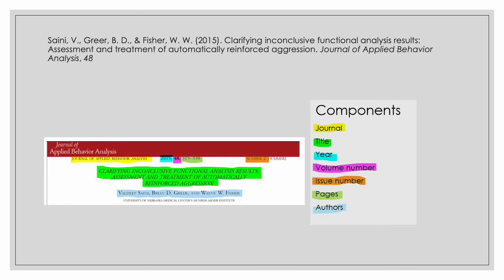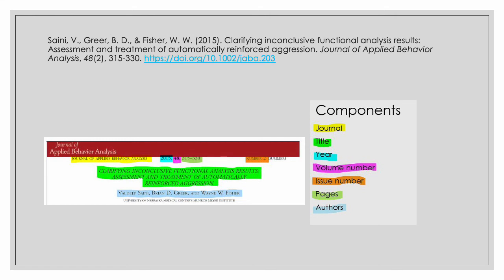Next is the volume number. The volume number of this article is 48, and it is italicized and not followed by a space. Next is the issue number, which is in between parentheses and is not italicized, followed by a comma and a space. Then we have the article's page numbers. You'll list the first page number of the article, put a dash, and then the last page number with a period and a space.